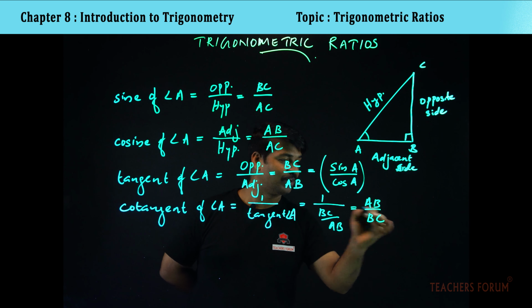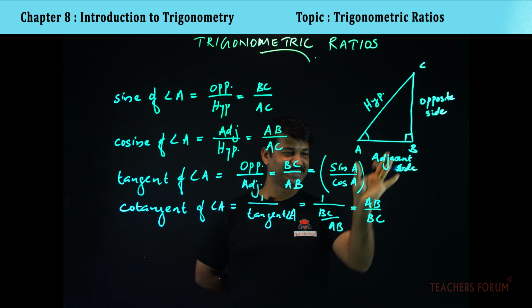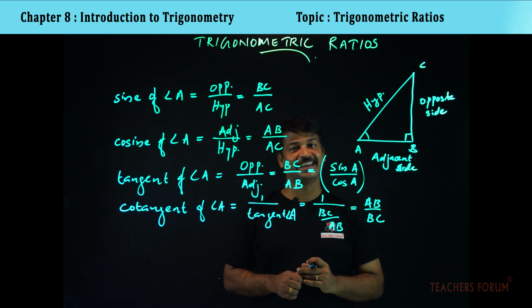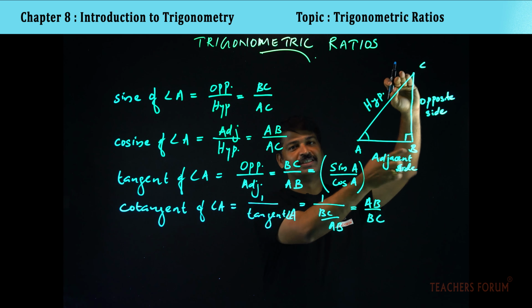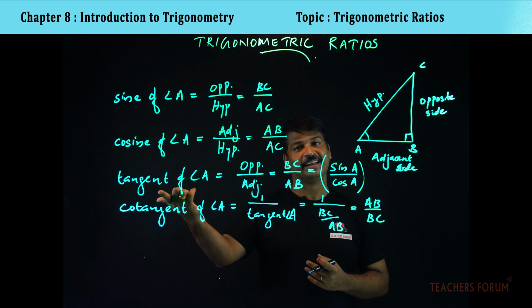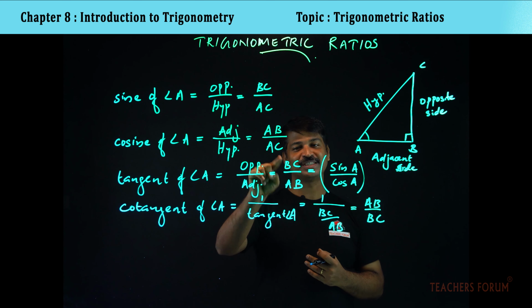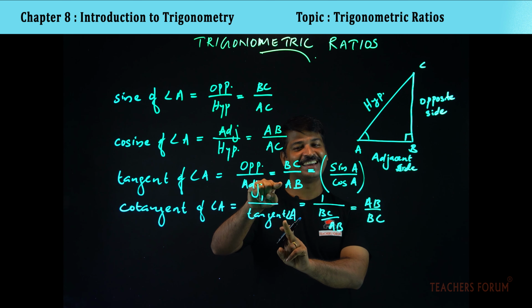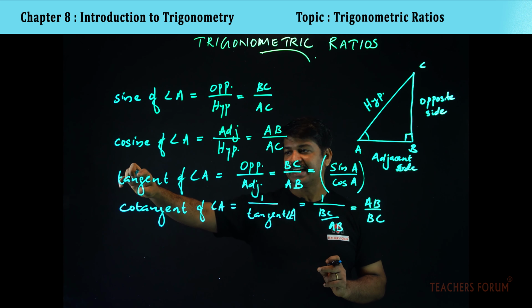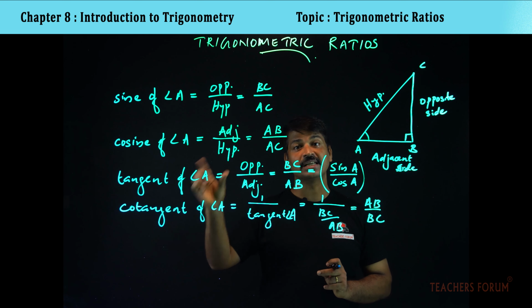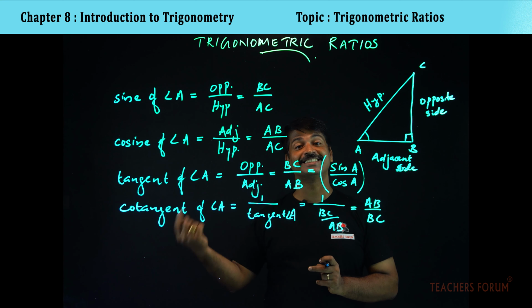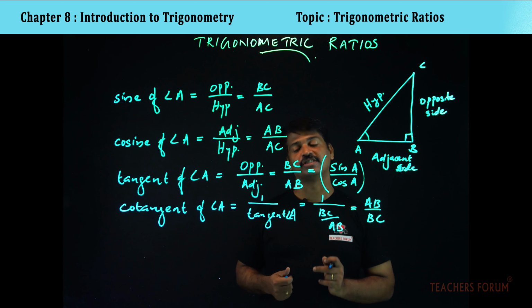AB by BC. What is AB? AB is the adjacent side. What is BC? BC is the opposite side. So how can you define cotangent of angle A? Adjacent side by opposite side. Or you can say that it is the reciprocal of tangent of angle A. What is tangent of angle A? BC by AB. What is cotangent of angle A? It is just the reciprocal, AB by BC. Is it clear? So there is a relation between tangent and cotangent. Cotangent is the reciprocal of tangent. If you know tangent of angle A, you can find out what is cotangent of angle A. Is it clear? Just reciprocal.